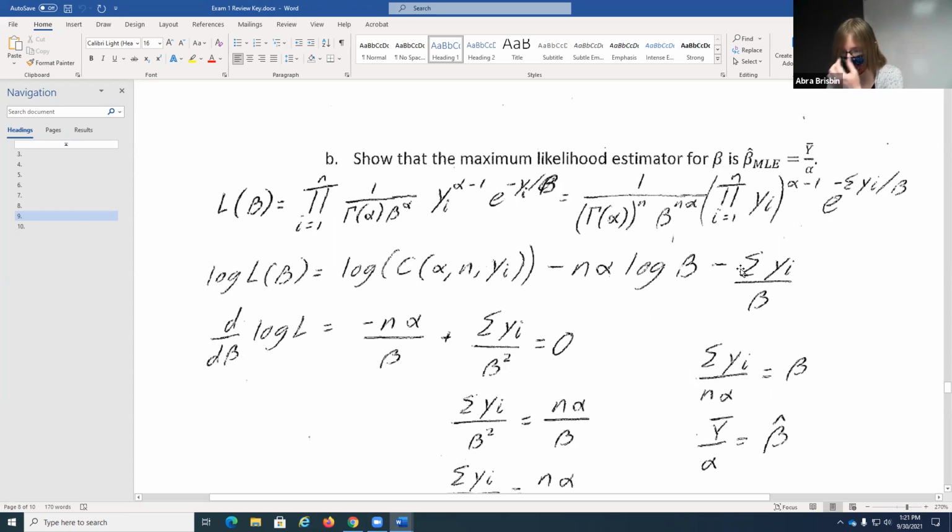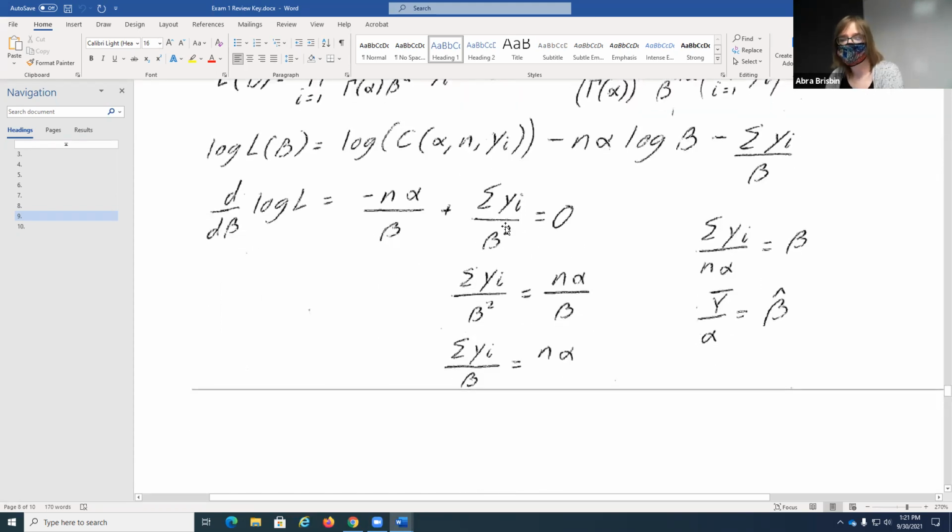Then we have the log of the negative sum of y sub i's over beta, treating that beta as beta to the negative 1. We bring the negative 1 down in front, so it cancels with the minus sign, and we get plus the sum of the y sub i's over beta squared. And we're setting that equal to 0 so we can find the critical points.